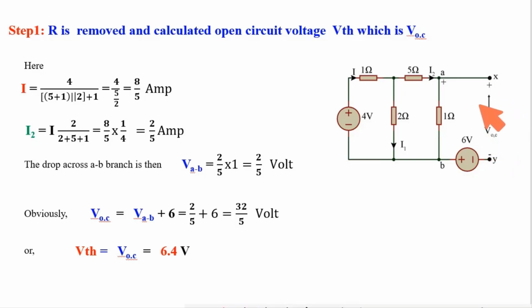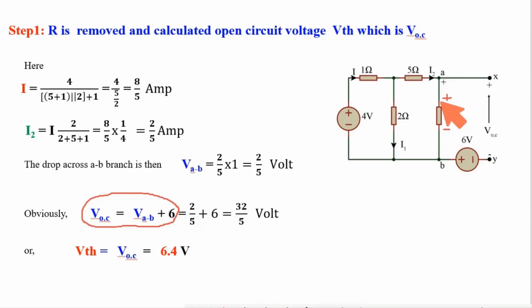Now here, what is this VOC? This VOC is voltage across X and Y. In between this X and Y, there is a resistance 1 ohm and a voltage source. If we consider this is positive and this is negative, here this is plus minus plus minus. VOC will be the summation of voltage across this 1 ohm plus this 6 volt. Say this is that part.